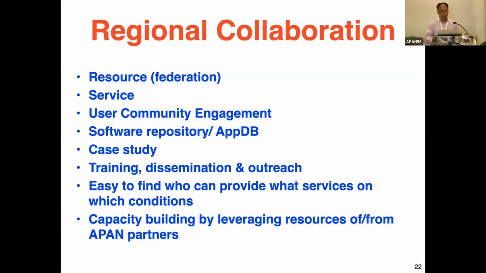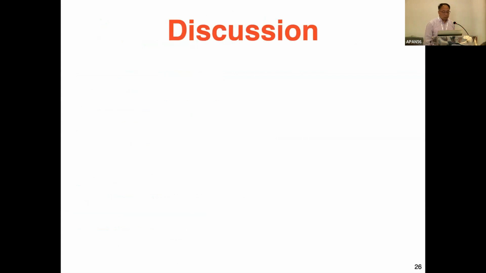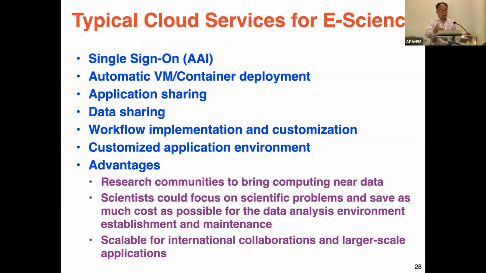This is our data center. Sorry, the last slide. As a summary, typically cloud services for eScience need single sign-on. In APAN, we have the IAM working group, which could support such single sign-on services. For the deployment of either virtual machines or containers, the cloud working group could work together with you and also the infrastructure partners. For application sharing, we can learn from open science projects from Europe or from other projects around the world, and work out reference criteria or workflows for our partners.